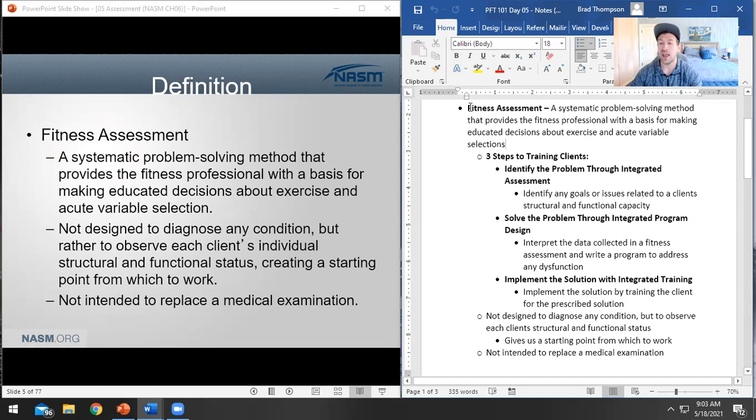So a fitness assessment, by definition, is a systematic problem-solving method that provides the fitness professional with a basis for making educated decisions about exercise and acute variable selection. Basically, if we break this down, it is a system that is going to put specific different types of stress on our client, right? That's what an assessment really is.